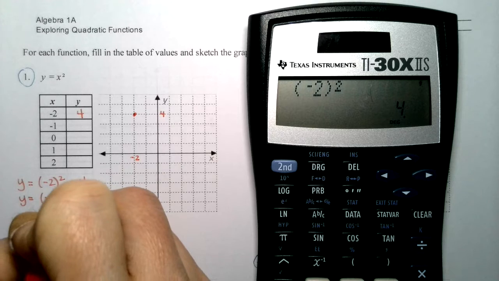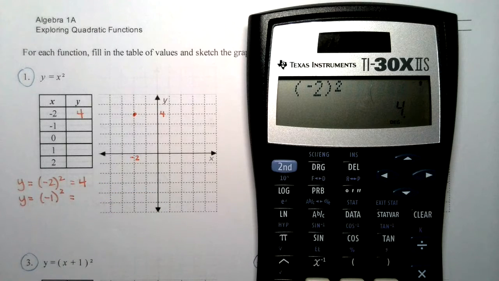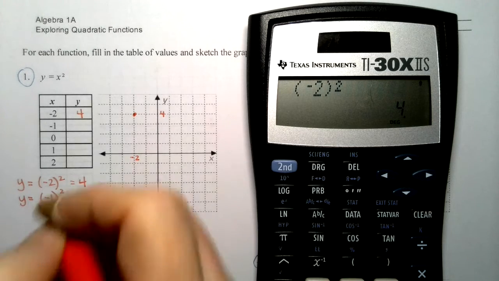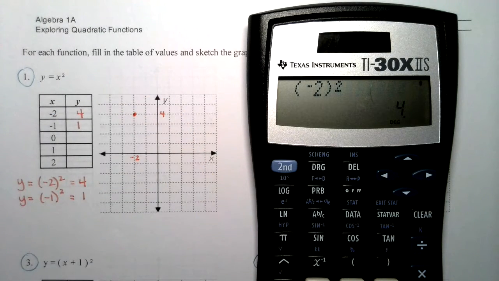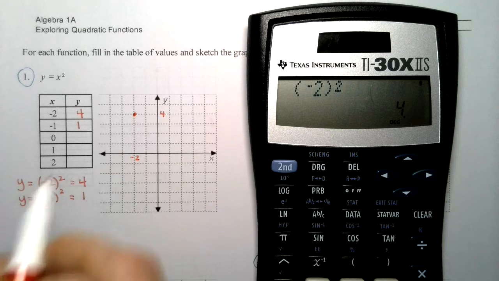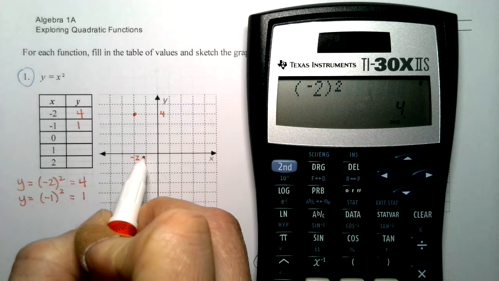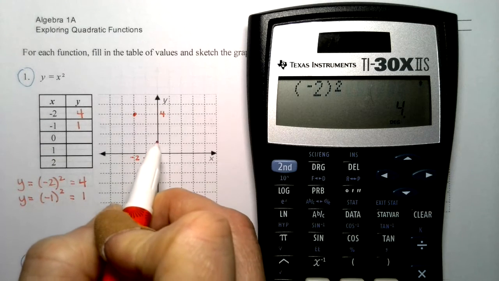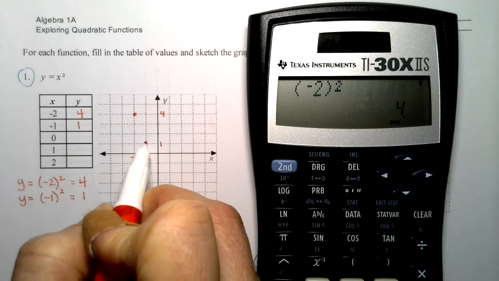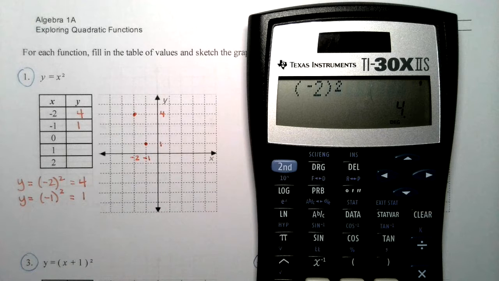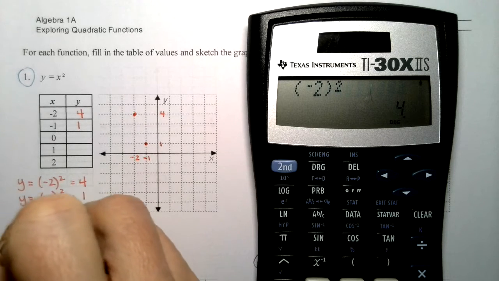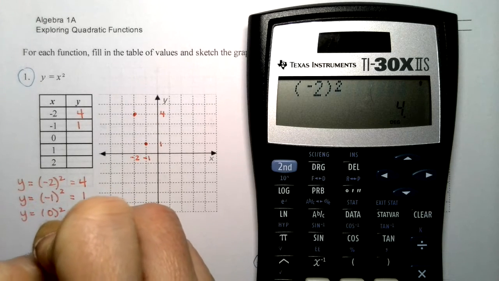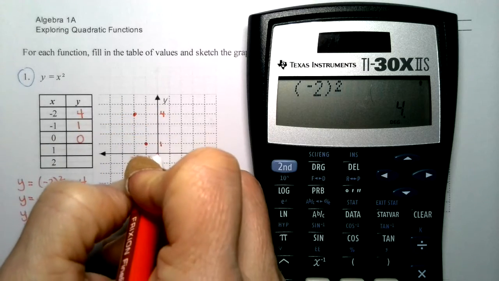Y equals -1 squared. -1 times -1 is +1. And so to plot that point, my ordered pair is -1, 1. So -1 is right here, and 1 is right here. So this point is right there on my graph. Y equals 0 squared. 0 times 0 is 0. And that is the origin.